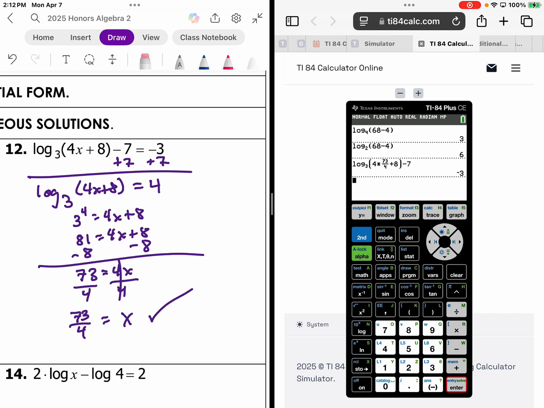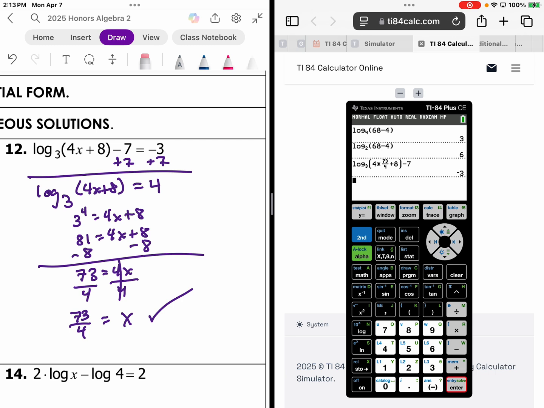Now, did the log work out to be a negative number? No. This minus the 7 is what brought me down to be a negative number. Typically when you take the log of proper fractions, the log of numbers between 0 and 1, you should get a negative answer.